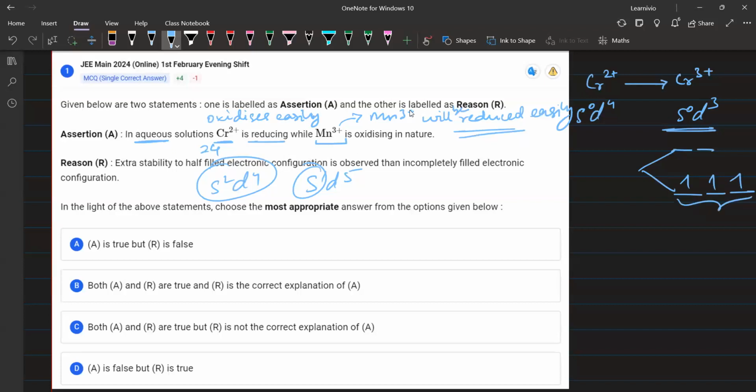And you are having t2g3. Now t2g3 is half filled, and that is why it will be stable. So this reaction is very much feasible. Now we have to look for Mn3+.